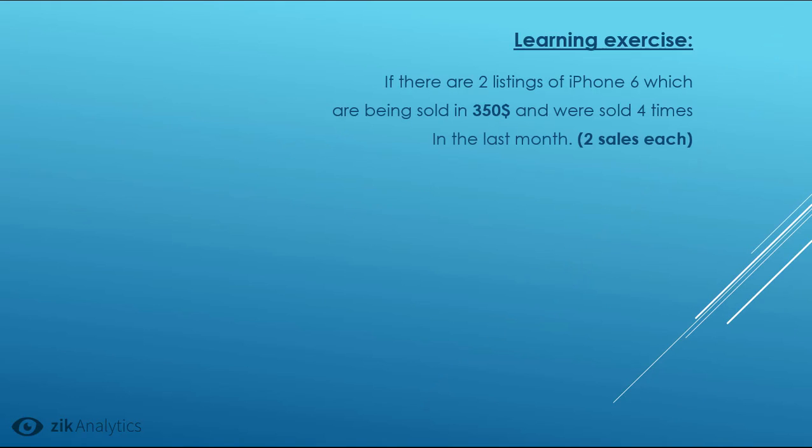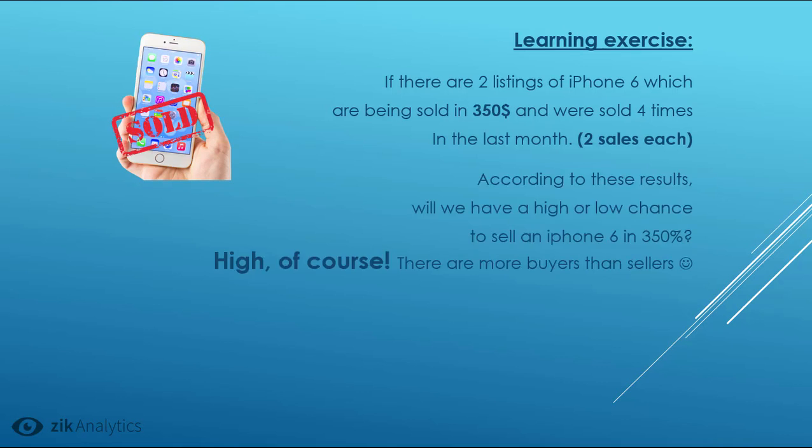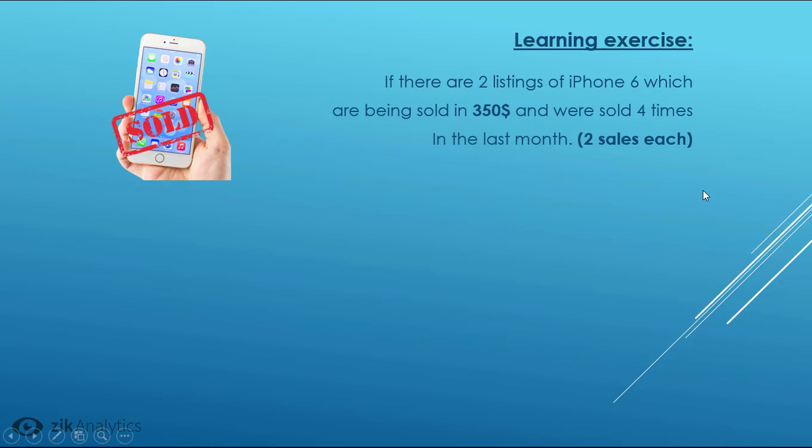First of all, I want to start with a little exercise. If we had two listings of iPhone 6 which are being sold at $350 and were sold 4 times in the last month, that means two sales each. One seller sold it 2 times and the other one also sold it 2 times. If we join this competition, will we have a chance of selling the item? What is the chance, basically, is it low or is it high?